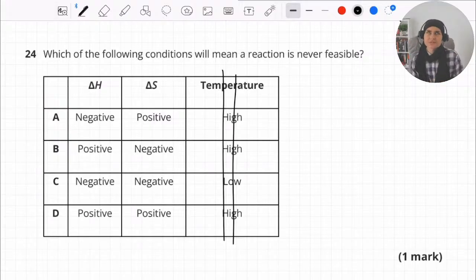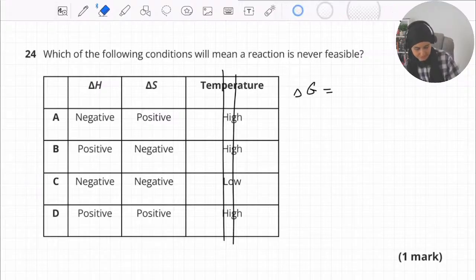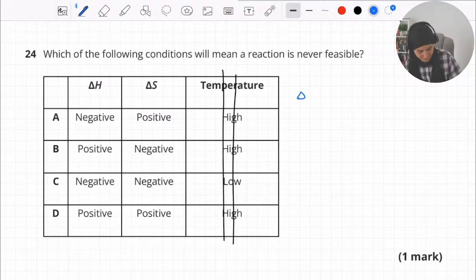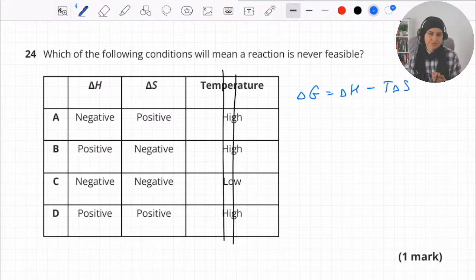What does never feasible mean? So feasibility of a reaction, we can check it out from delta G, right? Gibbs free energy. Delta G, it's, well, okay, I'll try to be consistent, and all the formulas are in blue. It's delta H minus T delta S. Again, I think this formula is in the data booklet, but better to memorize because it's everywhere.